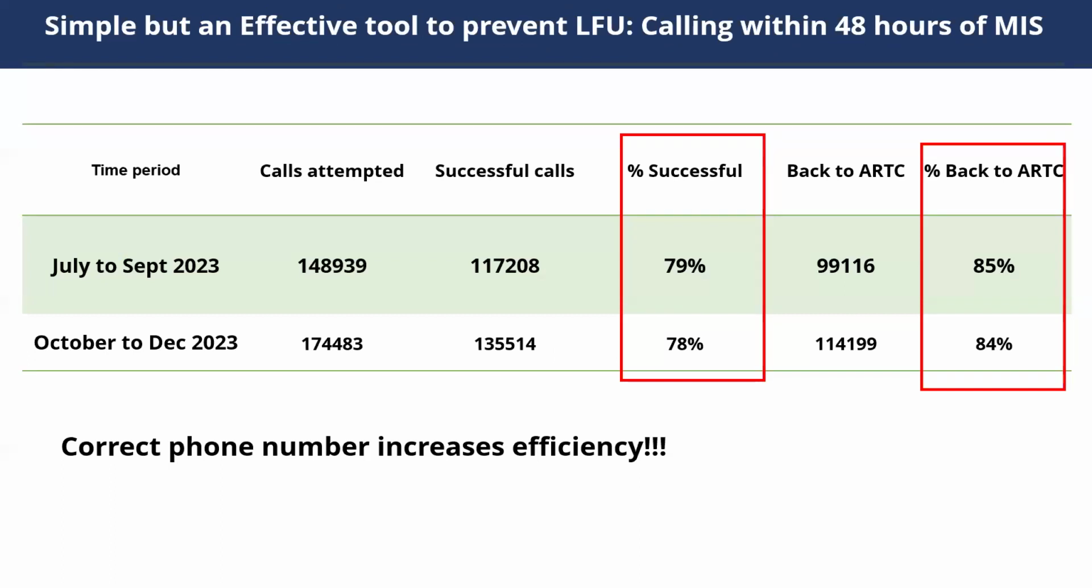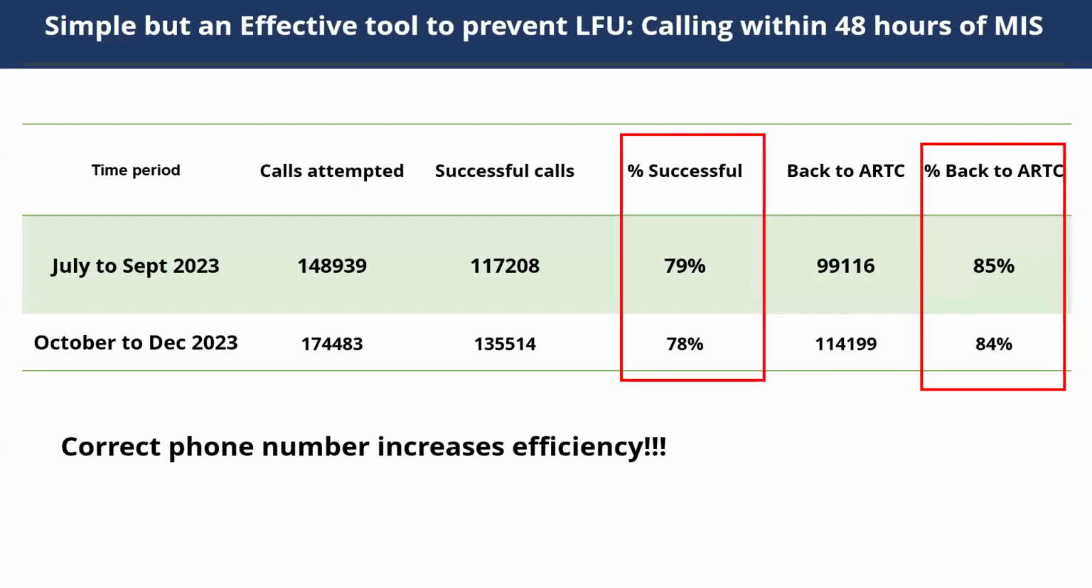Now I'm showing you another important thing. What if you have called patients within 48 hours of missing therapy? We put in our guidelines that you call the patients within 48 hours. So this is one example from one state. During July to September 2023, they started to call patients successfully. They were able to call 79% of the patients, and you got back around 85% of them. Next quarter, 78% and 84% of them came back.